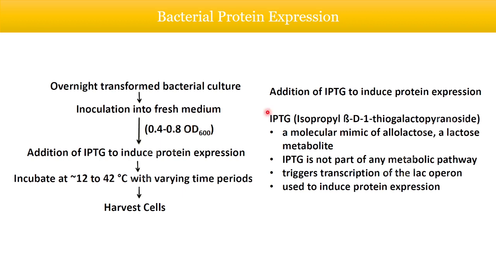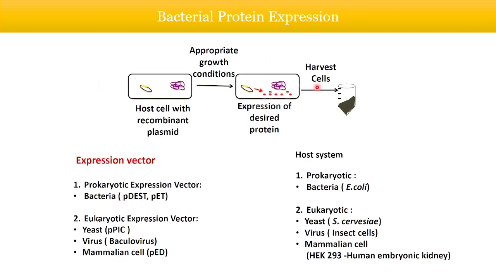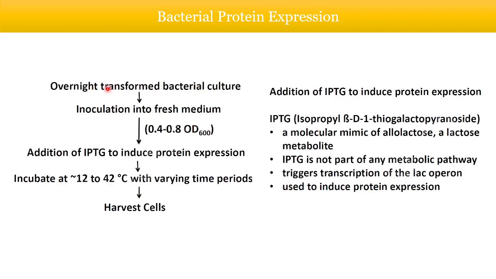So once you get the colonies, let's assume you have a plate full of colonies, you give an overnight culture to let the bacteria grow. You inoculate in fresh medium, that is giving a secondary culture. So the first one is a primary culture, the next step is a secondary culture. You check the optical density using a cuvette. When the OD comes to about 0.4 to 0.8, you add IPTG to induce the protein expression. If you are not using IPTG to induce the protein expression, your protein will not express.